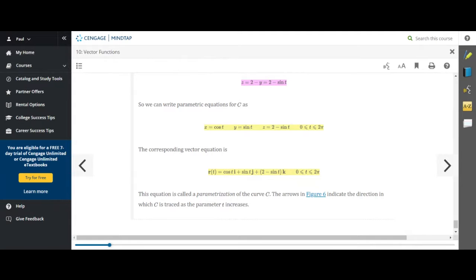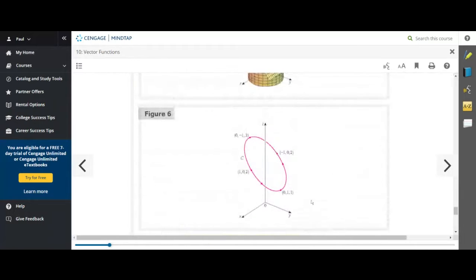Now, they also mentioned that in figure 6, the arrows indicate the direction in which C is traced out as the parameter increases. So t is your parameter, and as t increases, you're tracing out that curve in space. Okay, so that's an example. A good example, actually. Are there any questions?